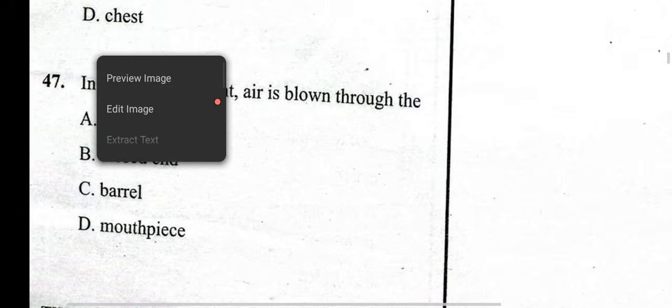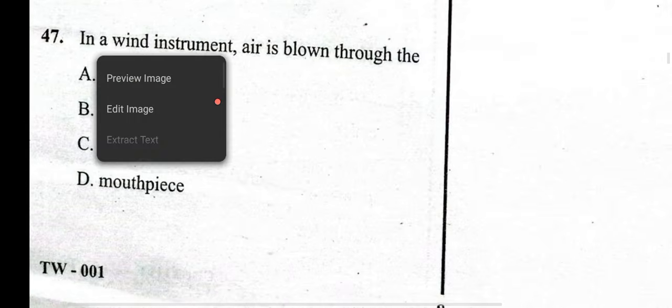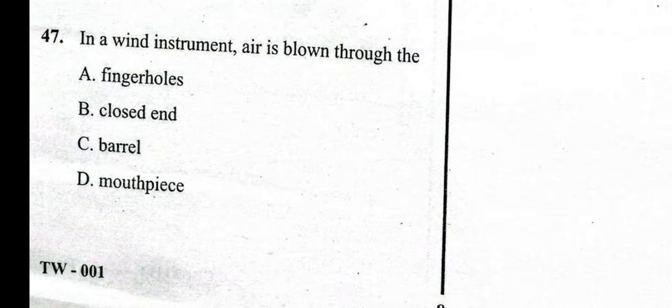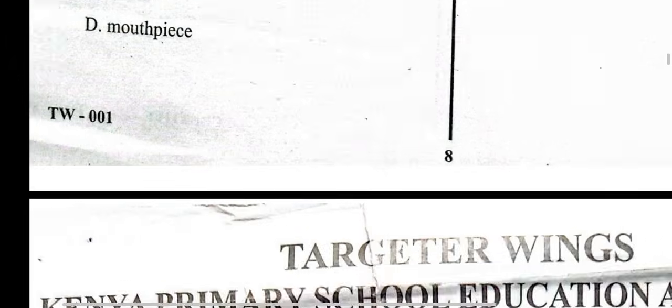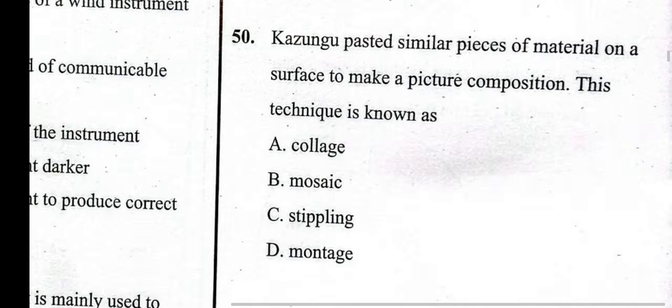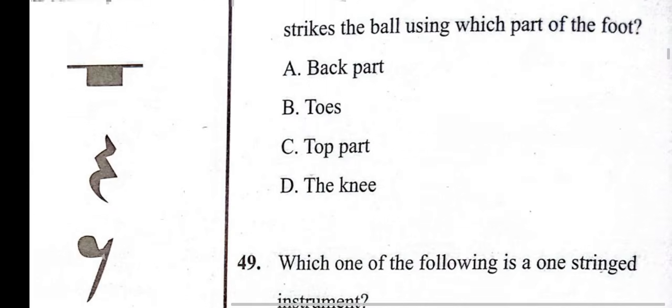Then in a wind instrument, air is blown through A. Finger holes, closed end, barrel, or mouthpiece. Of course, we blow the air through the mouthpiece. The correct answer is D.